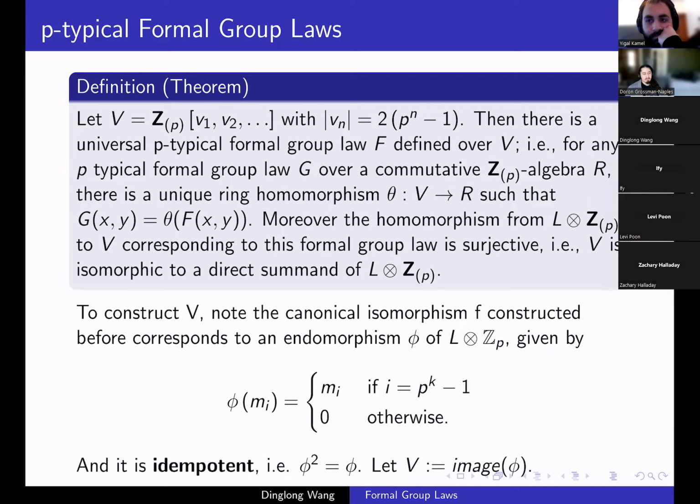To construct this V, the isomorphism we just constructed before corresponds to an endomorphism phi of L tensor Z_(p), given by phi(m_i) equal to m_i if i is 1 less than a power of p, and 0 otherwise, and it is idempotent. And we define V to be the image of this phi. And if you go through a similar argument as in the proof of Lazard's theorem, then you will get the indicated structure of V.